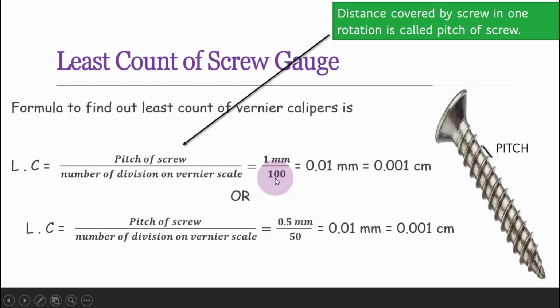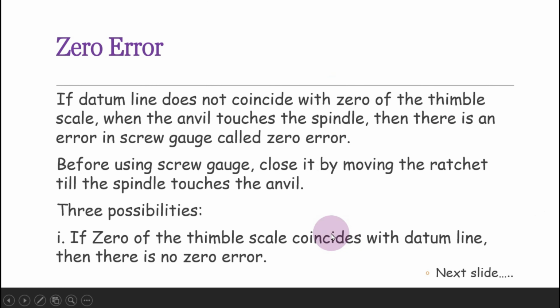If we have a screw gauge on which there are 100 marks on the circular scale, then in one rotation it will move forward or backward 1 millimeter, and when you calculate this, we get the least count as 0.01 millimeter or this much in centimeters. If the circular scale consists of 50 small lines, then in one rotation it covers half a millimeter, and it still gives you this number. So the least count is this.